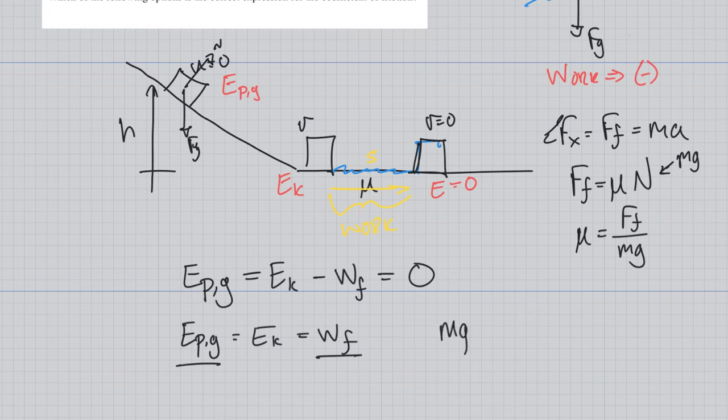So my potential energy due to gravity is mgh. The work done by friction is going to be force of friction multiplied by s, the displacement. And so I need to solve for this force of friction. To do that, I'm going to divide each side by s, and I would get that the force of friction is going to equal mgh divided by s.